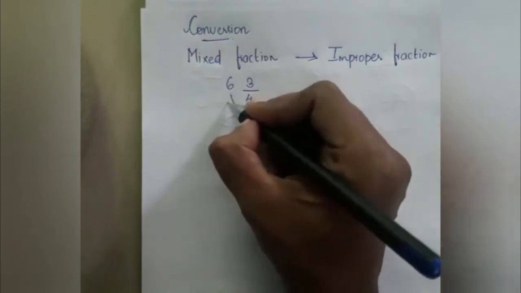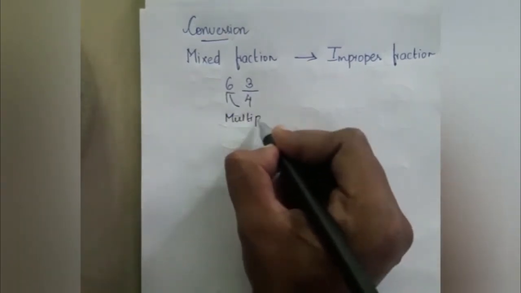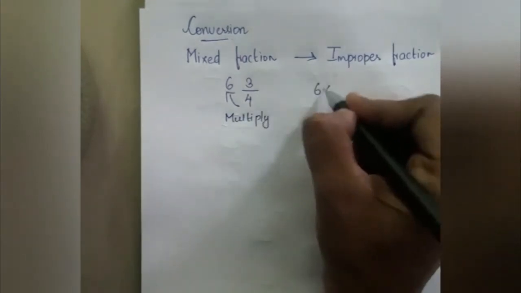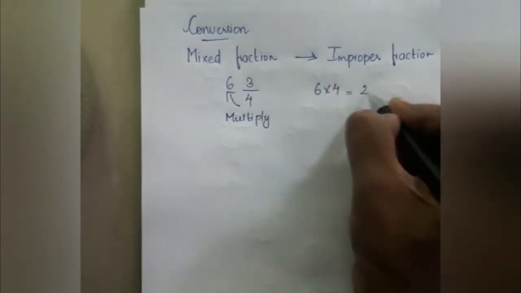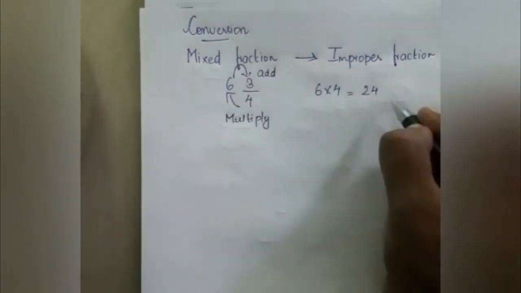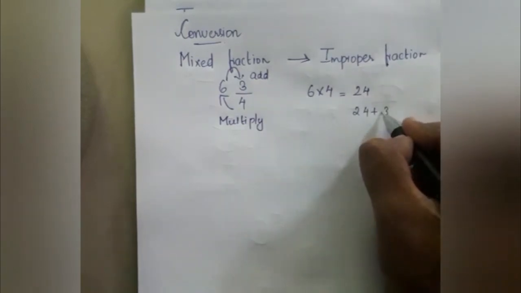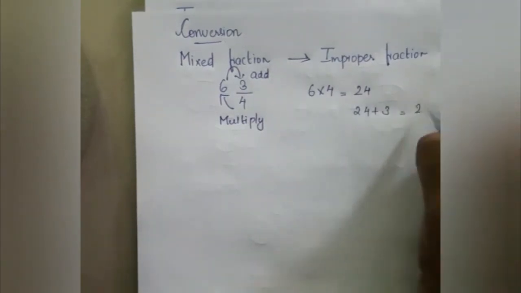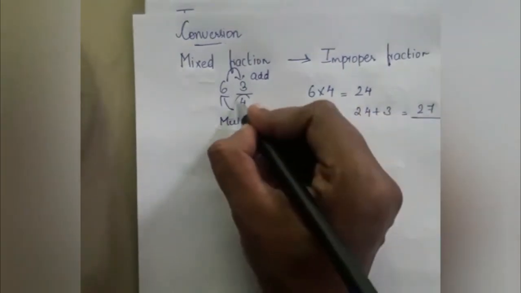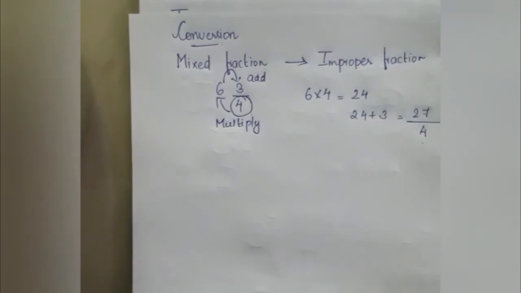First you have to multiply this number, that is 6 into 4. You get the answer as 24. Then you have to add, that is, 24 plus 3. What do you get? 27 divided by the denominator, the same denominator, 27/4. Okay, so this is how you have to do.